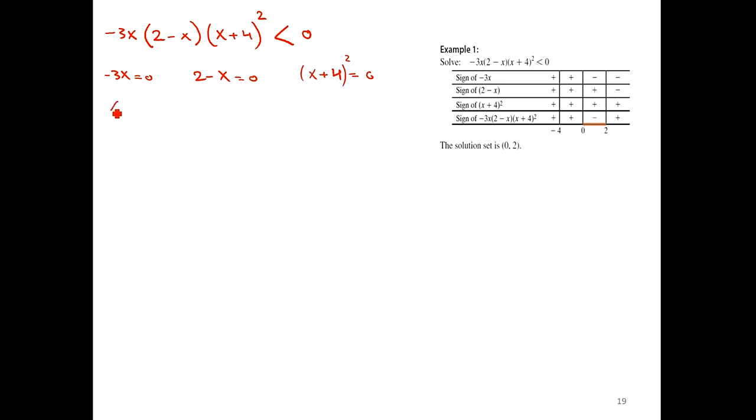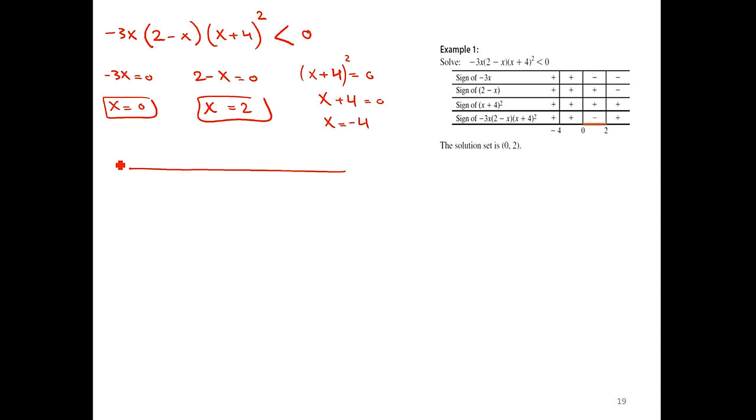By dividing by negative 3, we have x equals 0. This is the first solution. The second is x equals 2. And the third, x plus 4 equals 0, so we have x equals negative 4. On the real line, we need to find the sign of the factors minus 3x, 2 minus x, and x plus 4.